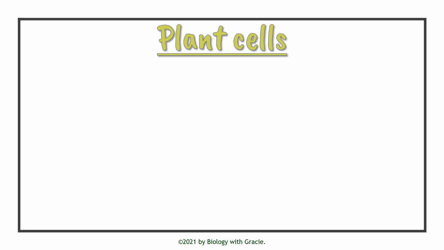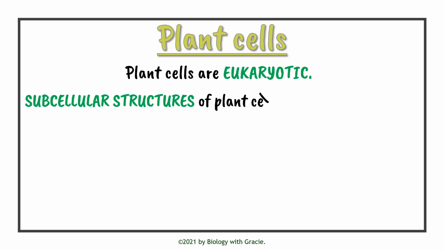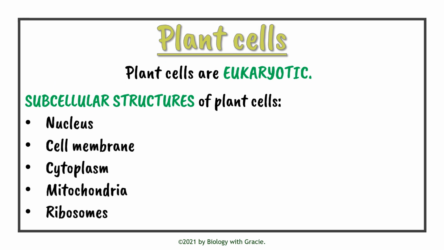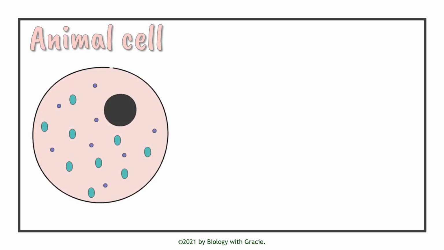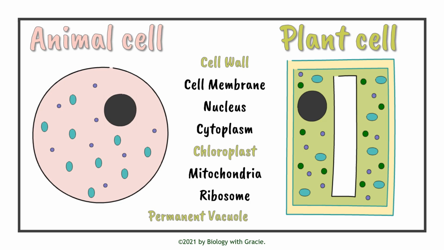Next, we've got plant cells, and plant cells are also eukaryotic, and the structures that they contain are the same as the animal cells, except they have some additional features, and these additional structures are the cell wall, chloroplasts and a permanent vacuole. So now we're going to label up an animal cell and a plant cell with their components. The components in black are part of both animal and plant cells, and then the components in green are just part of plant cells and not animal cells.